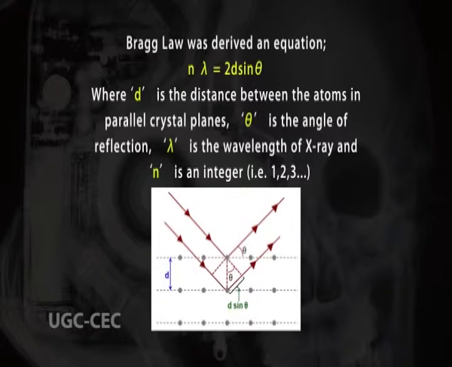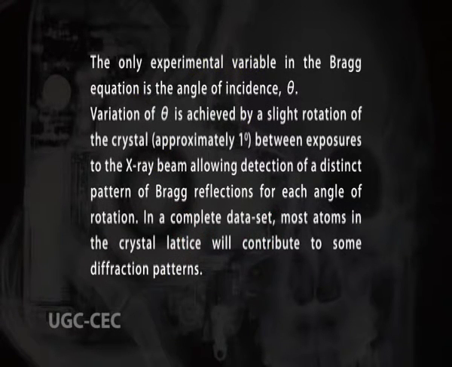From this idea, Bragg's law was derived, an equation nλ = 2d sinθ, where d is the distance between the atoms in the parallel crystal planes, θ is the angle of reflection, λ is the wavelength of the X-ray, and n is an integer, which may be 1, 2, or 3 and so on. The only experimental variable in Bragg's equation is the angle of incidence θ. Variation of θ is achieved by a slight rotation of the crystal, approximately 1 degree, between exposures to the X-ray beam, allowing detection of a distinct pattern of Bragg's reflections for each angle of rotation.